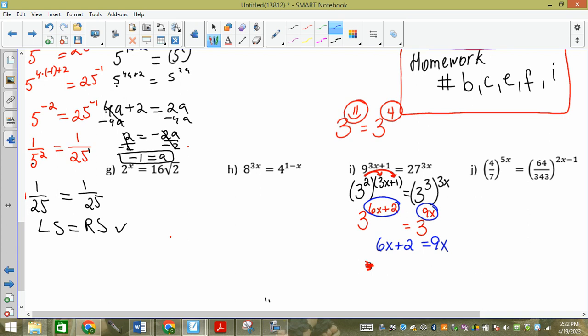Okay? So I'm going to move the 6x. How am I going to move it? Divide by 6x. And by divide, I mean subtract. Subtract 6x. So I get 2 equals 9x minus 6x is 3x, and then I divide by 3. So I get the x by itself. So I get x equals 2/3.